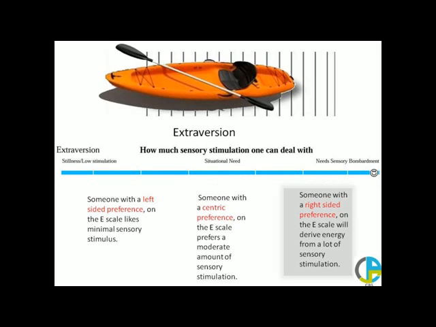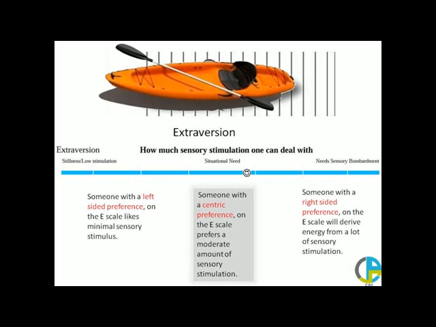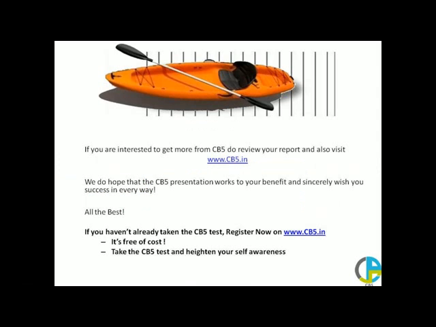Someone with a right-sided preference on the E scale will derive energy from a lot of sensory stimulation. He or she will tend to be more talkative, lively, outgoing, and sociable. Someone with a centric preference on the E scale prefers a moderate amount of sensory stimulation. At some times they prefer to be on their own and at some times they like to be with people.